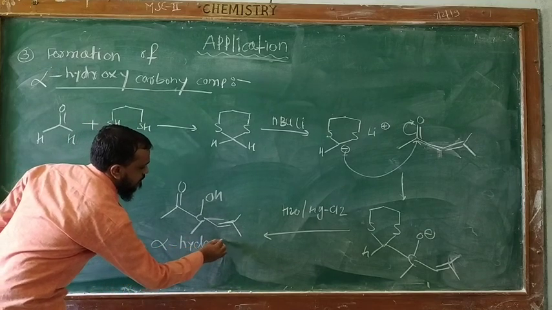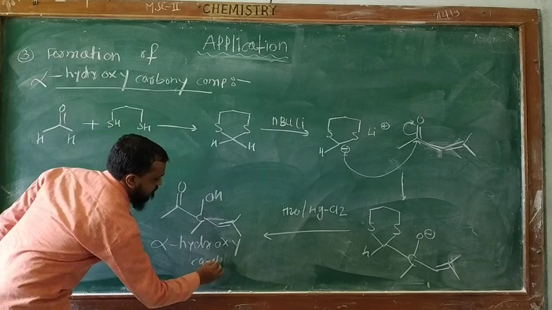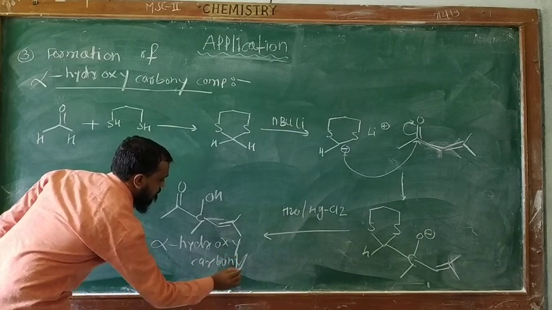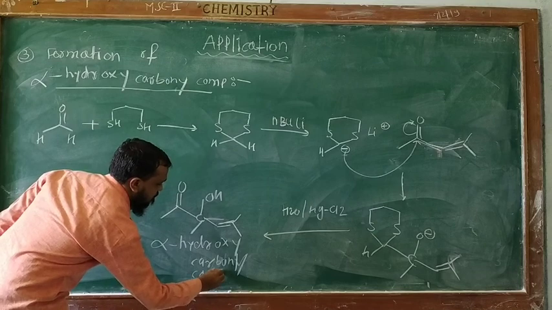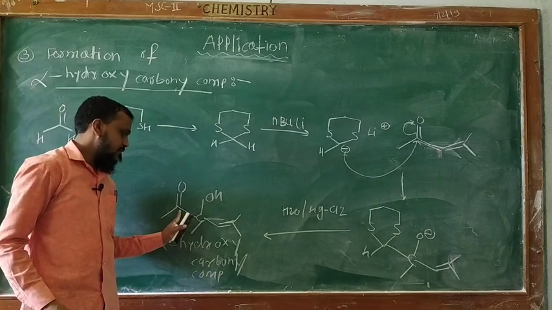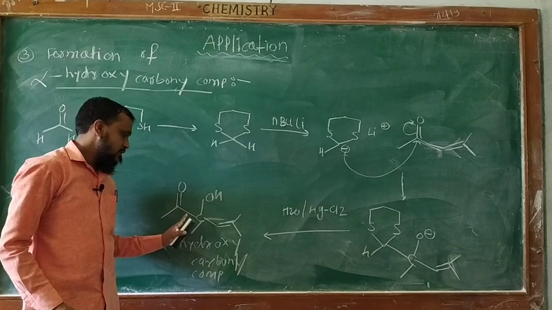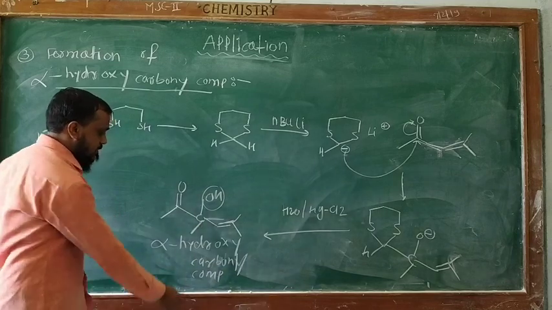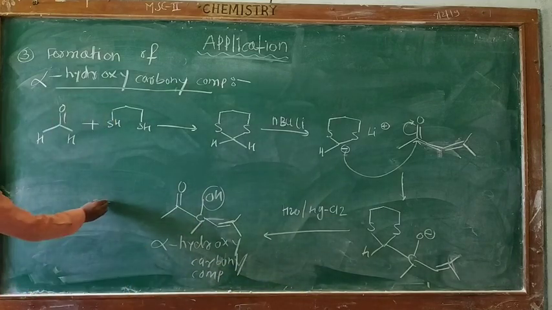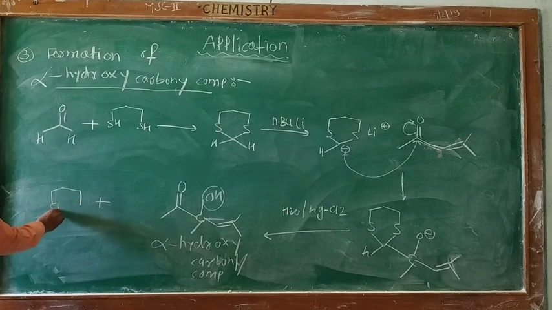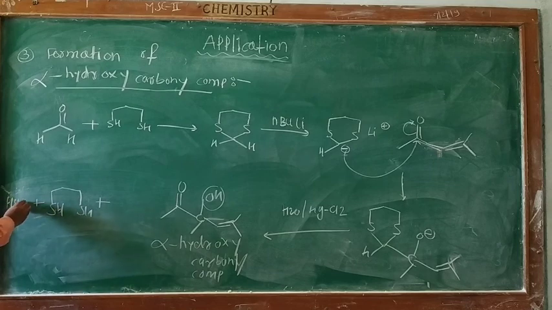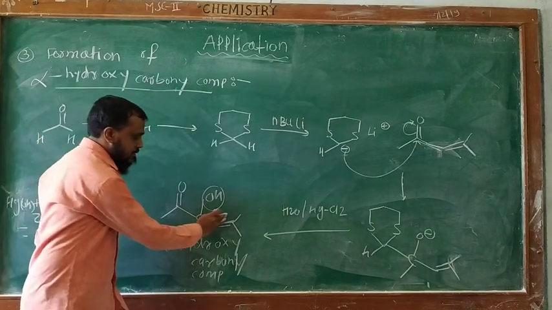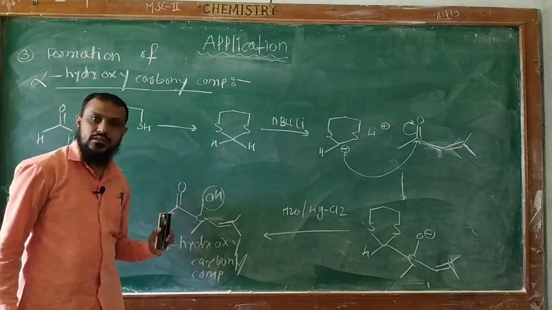Alpha-hydroxy carbonyl compound. Now look here, this is our carbonyl functional group. This is the alpha carbon, and the alpha carbon contains one hydroxy group, so this is alpha-hydroxy carbonyl compound, and the byproducts are 1,3-dithiol and HgOH2. Okay, this is the byproduct, but our desired product is alpha-hydroxy carbonyl compound.